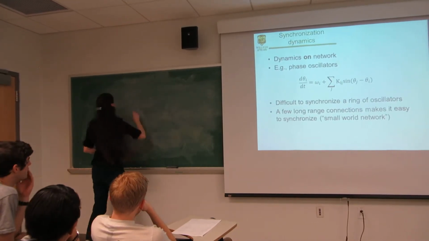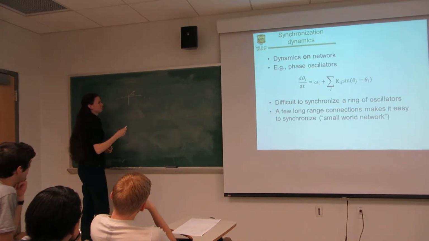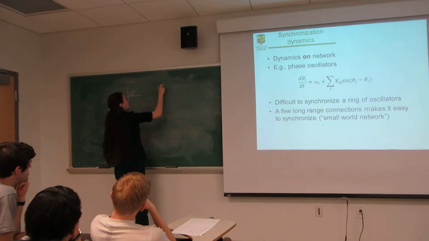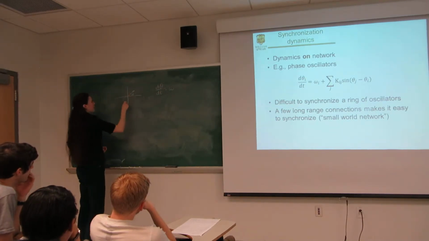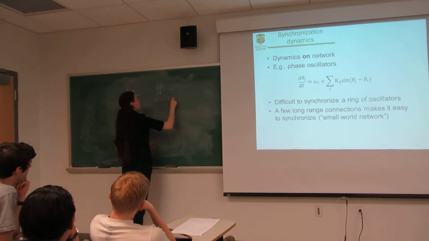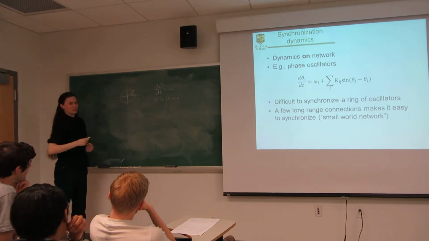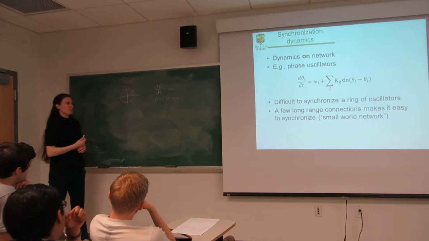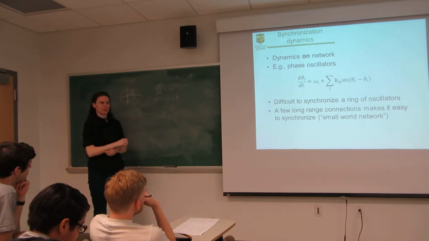Imagine we've got some angle theta. d theta dt is a frequency omega, and if you integrate, then theta of t equals omega t, and it just goes around and around and around with that frequency. So more interesting is to couple a bunch of these phase oscillators together.